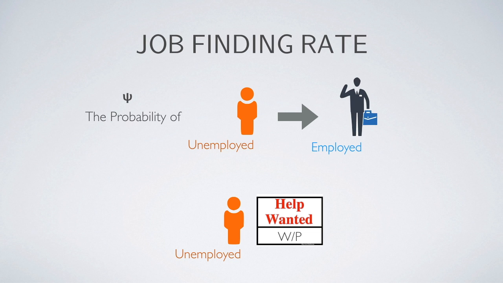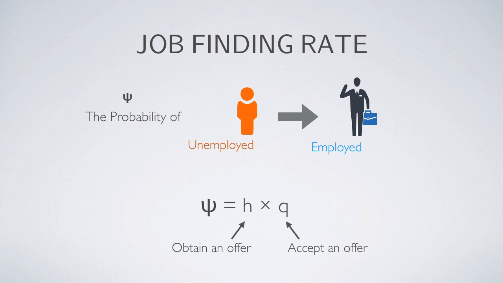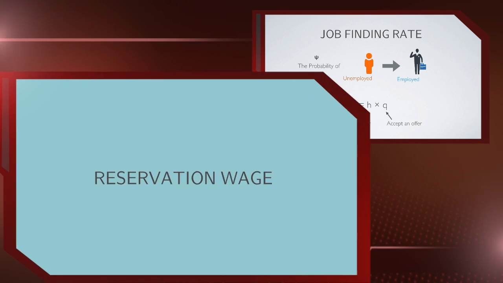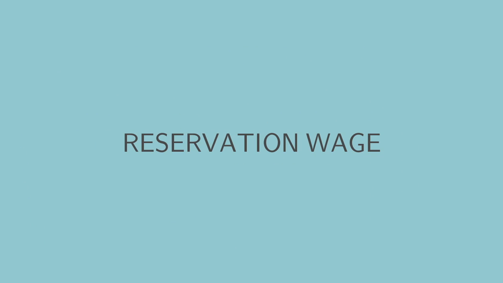And then secondly, when he bumps into a potential job offer, he will be able to see the wage rate and the probability that he is going to accept it. And we use Q to denote the chance of accepting a job offer. Therefore, job finding rate is determined by the probability of obtaining an offer H times the probability of him accepting an offer. Now we focus on understanding the probability of accepting a job offer. To understand that probability, we have to learn the concept of reservation wage.